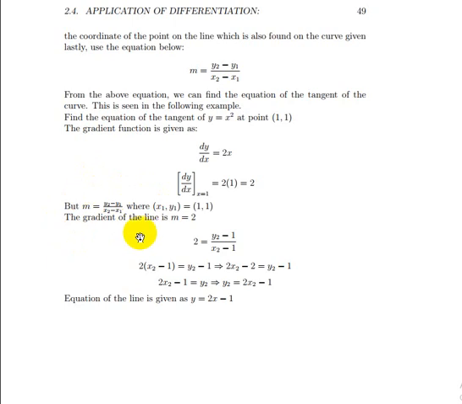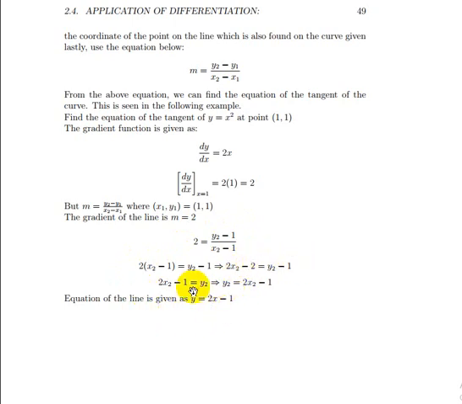So we are now going to use this formula. The gradient is equal to y2 minus y1 all over x2 minus x1. Now y1 is the y coordinate of the point we are looking for, and we have the x coordinate of the point. So we have 2 equals y2 minus y1 all over x2 minus x1. Now when we put it, 2 times that is equal to y2 minus y1. It implies 2x minus 2 is equal to y2 minus y1.